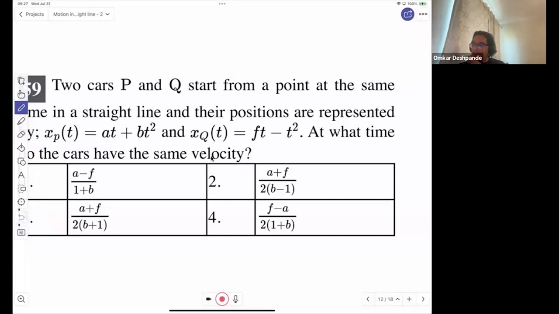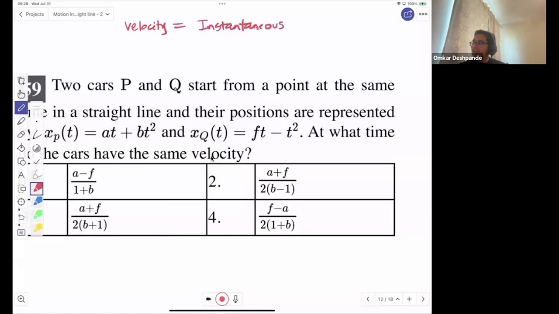So both functions are polynomial functions. A, B, and F are just constants. So you should be able to quickly take the derivatives. So velocity is something that as soon as you see velocity, you have to think of instantaneous velocity. By the way, I didn't mention that before, but let me mention it here. Whenever the word velocity appears, it is instantaneous velocity by default.